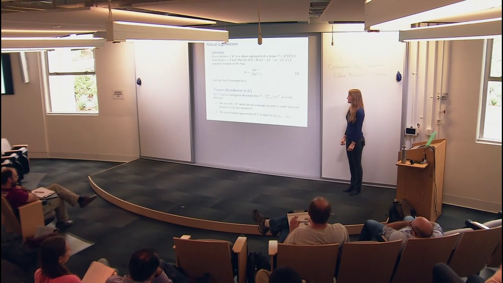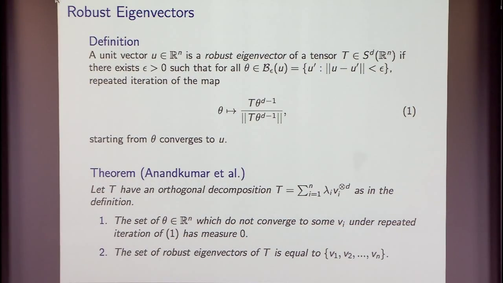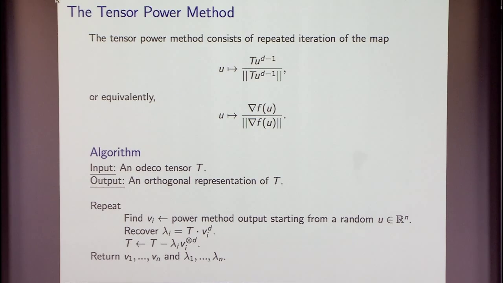Okay, so how do we recover the orthogonal decomposition exactly? Again, this map is called the tensor power method, and sending u to T u to the d minus 1, normalized, is the same as sending u to the gradient of the corresponding polynomial at u, normalized. So that's also very nice.